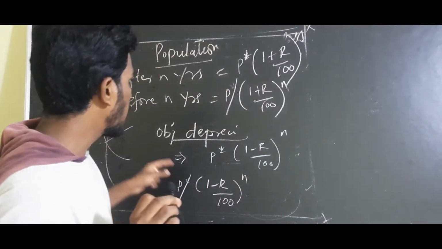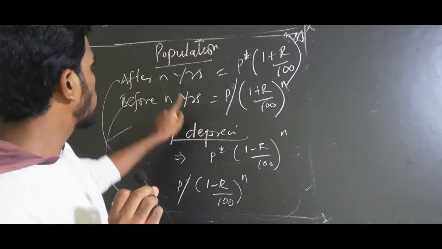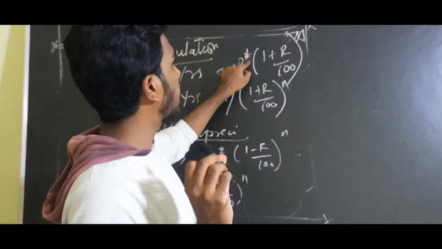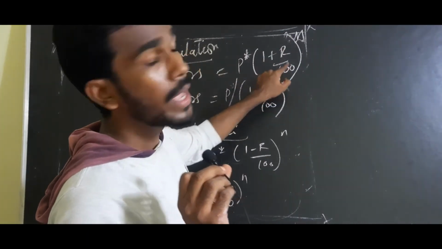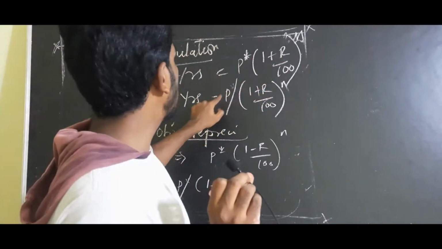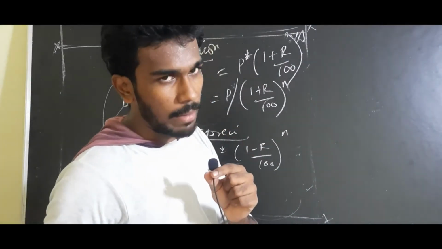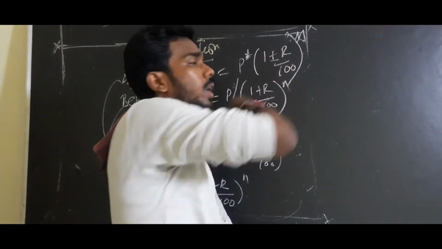So same thing, object depreciation. The population after n years should be P, our initial population, multiplied with 1 plus R by 100. R is nothing but the rate of increase. And similarly, if they ask for the population decrease, you will be making it minus. So I can mention it as 1 plus or minus.